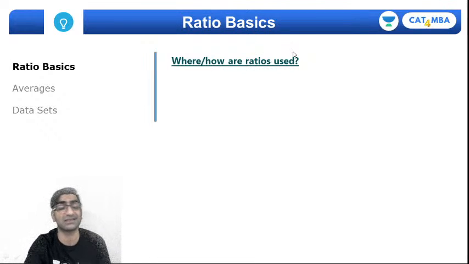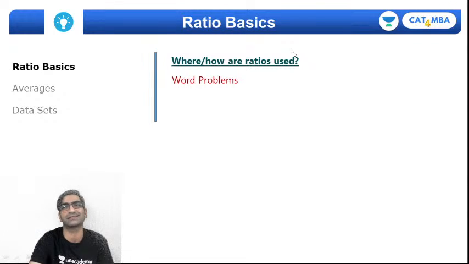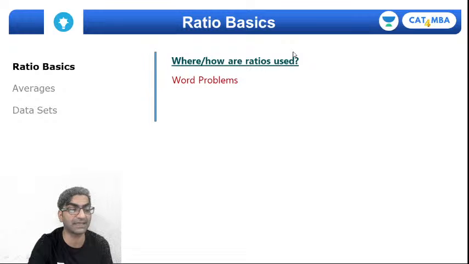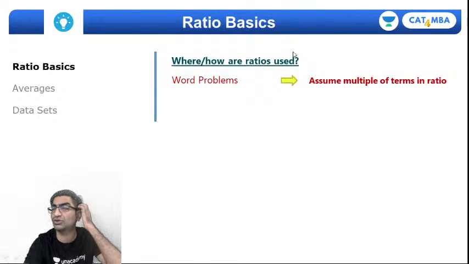I think we need to understand exactly where ratios are used and how those problem types will be dealt with. So I'm going to quickly list them out here. The most common area where ratios occur, besides problems that describe things in ratios, are word problems where events are described in ratio terms. You need to assume the multiples of the ratio as the variables, right?